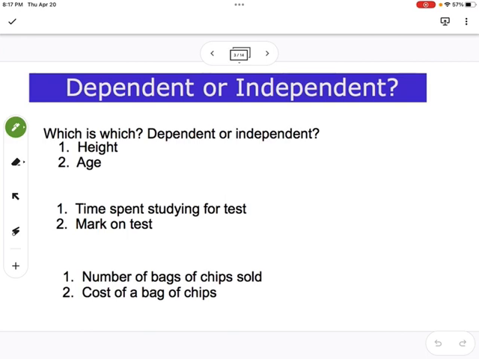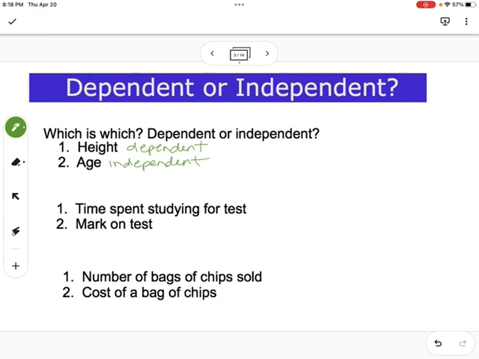Okay, if we look at some other variables, we want to identify the dependent versus the independent. So if we have height and age, depending on someone's age, that can say how tall they are. So our independent is our age, and our dependent is our height. Okay, so until you hit a certain age, you're going to get taller and taller.